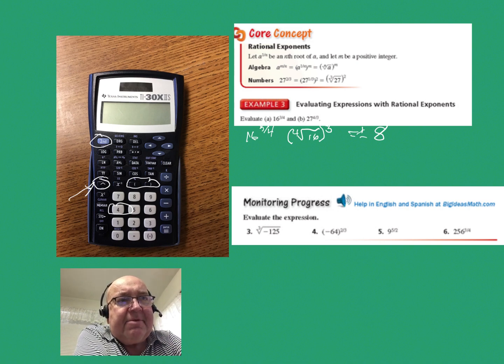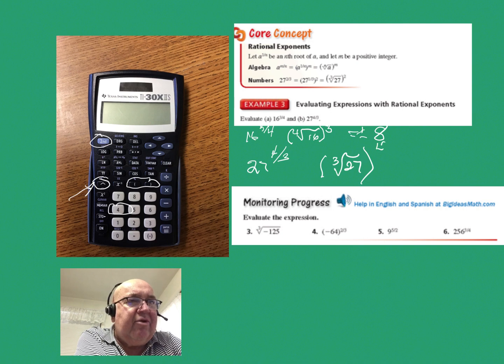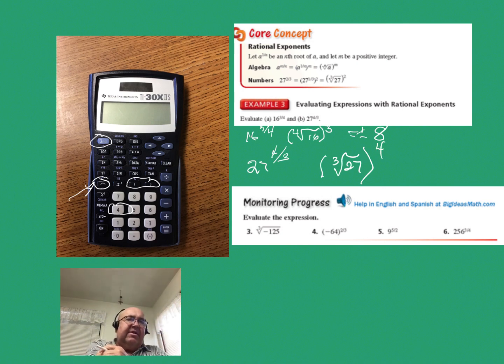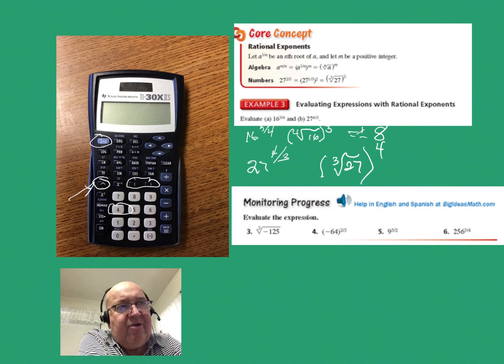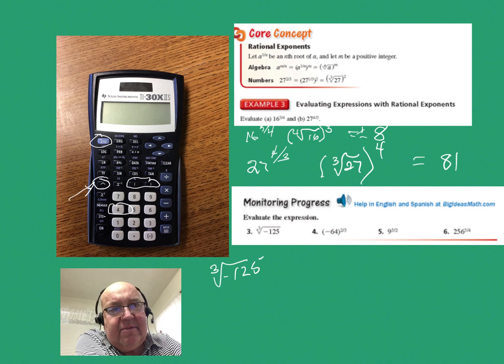So we look at the next problem, 27 to the 4/3. So again, it's going to be the third root of 27 to the 4th power. The third root of 27 is 3, and 3 to the 4th power is equal to 81. All right, so we're going to have some expressions. This one we've already done before. Third root of negative 125 is going to be negative 5.